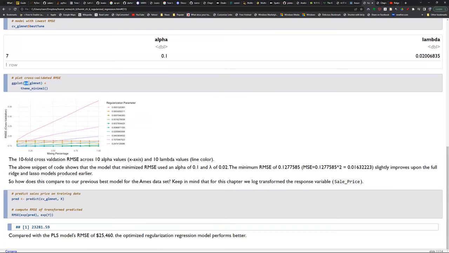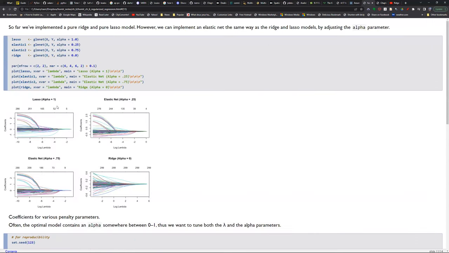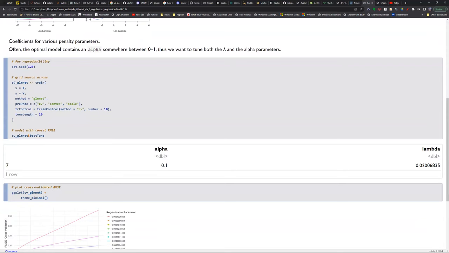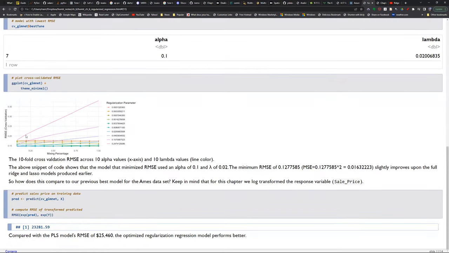So if we plot this, right? Plot the CV glmnet, which is the tuning result from this train function. We're going to see the effect of the mix, right, of the mix from zero to one, from the ridge to the lasso, adding the lasso component, and then the RMSE function, that's the one that we're trying to minimize. And basically this is the line that is going to have the optimum parameters, okay? Any questions so far? No, we're good.